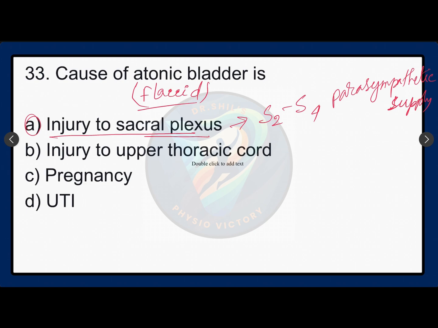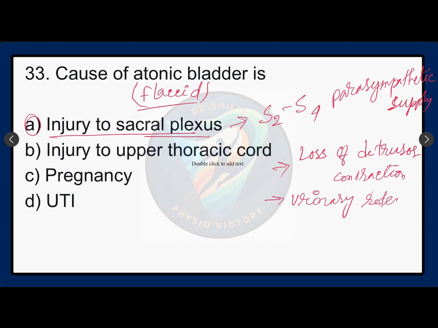Due to damage to this, it will lose the contraction of the detrusor, which leads to urinary retention and leads to overflow.